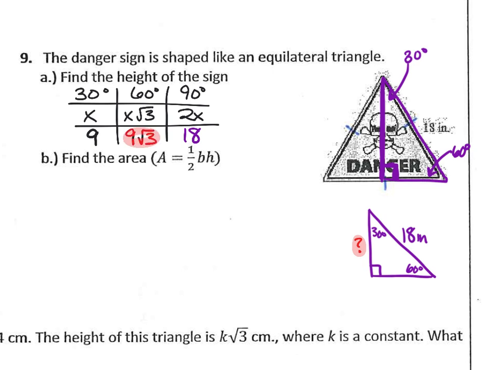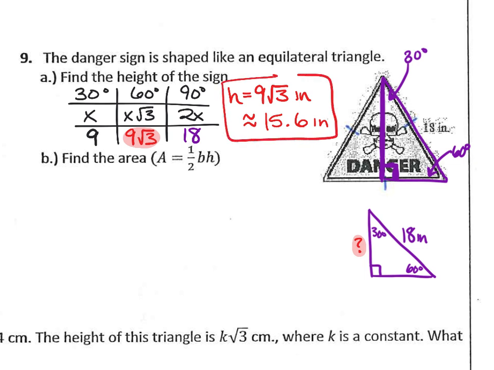The 60. So the height of my triangle is 9 square root of 3 inches, but that's a weird way to answer this question. Since we're answering a real life question, we are going to put it in decimal form. So 9 square root of 3, you type that in your calculator, is 15.6 inches. Again, the real life problems are the ones you move into decimal form. The rest of them you leave as radicals.